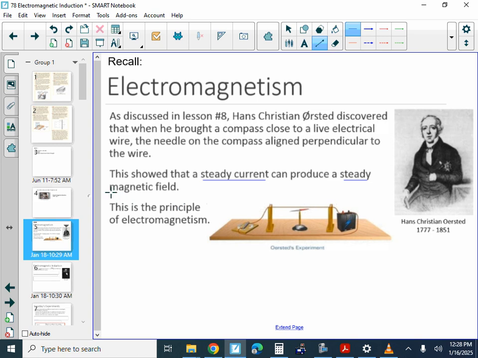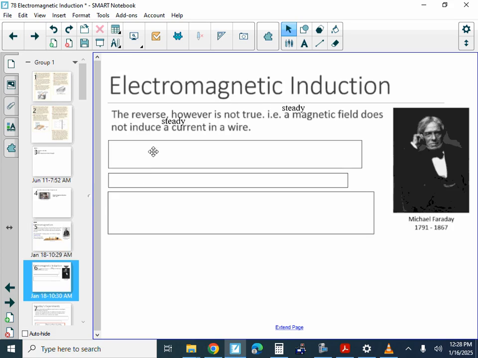And that's important because often in science things are reversible, right? So you might think the opposite would be true, and he looked for it, realizing that the reverse is often true, and he found that a steady magnetic field does not induce a steady current in a wire. Obviously, there'd be conservation of energy issues there, right? You can't just stick a magnet near a wire and expect electricity to flow forever and power a grid for free. But that was what was found, right?